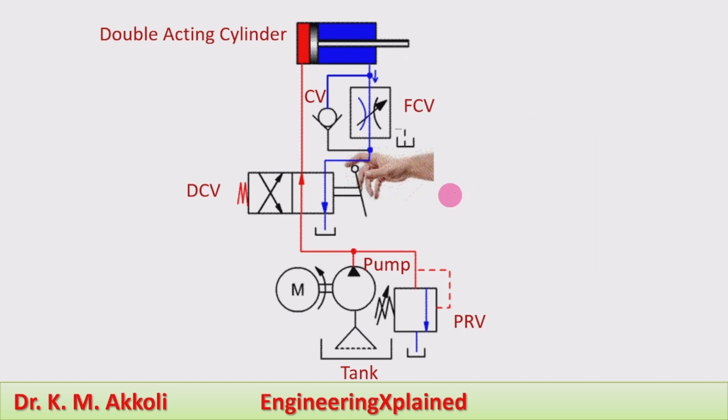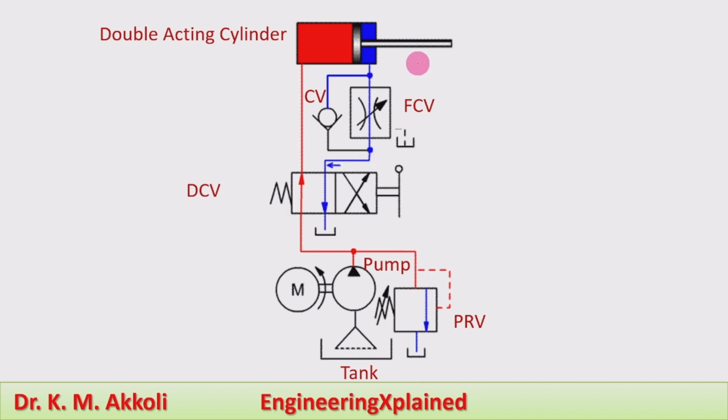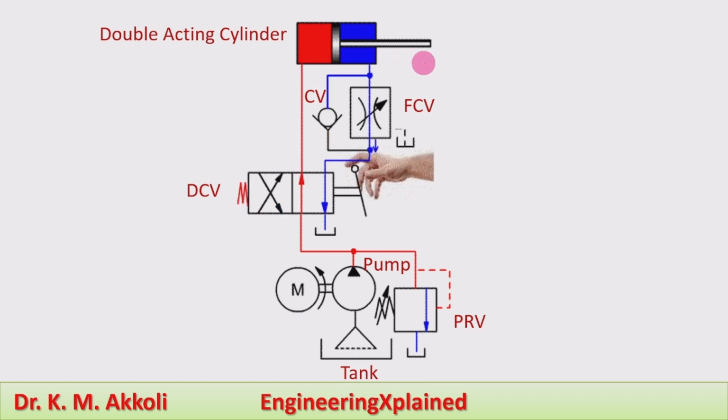Okay, this is how, by using the animation, we can see how the flow takes place, and in both the positions we can see how the speed will be controlled. During the retraction the speed will be more, during the extension the speed will be less, which will be controlled.